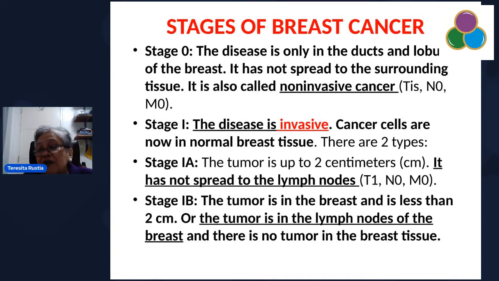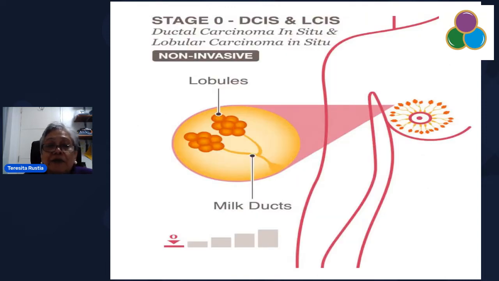Now, you could have seen here the T, the N0, and the M0. The T stands for tumor. N stands for nodes. M stands for metastasis. Get it? So, in stage 1B, what is it? There could be no tumor in the nodes and there could be tumor. So when the tumor is near the nodes or in the nodes, it is a much more advanced stage. All right? Okay. Next slide, please.